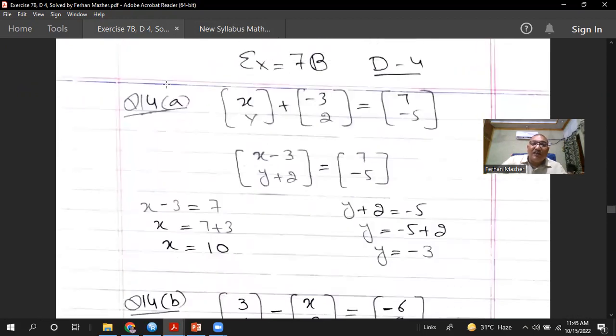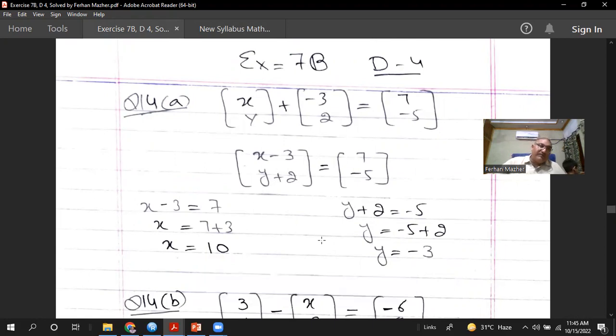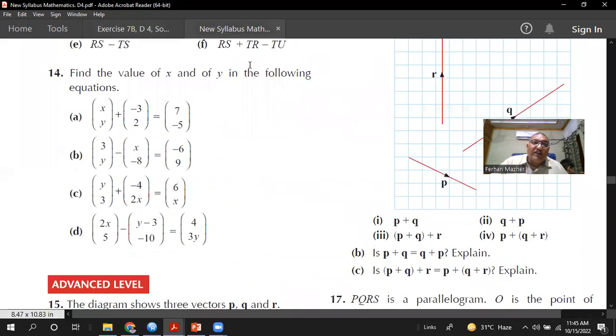Okay, so here this will become x minus 3 upstairs and equals to 7. Downstairs you will have y plus 2 and equals to minus 5. So I will compare the x on both the sides. So x minus 3 is equals to 7. So x will be equals to 7 plus 3 and x will be equals to 10. In the same way, I will compare the y's here. Y plus 2 is equals to minus 5. So y will be equals to minus 5 plus 2 and the y will be equals to minus 3. So this is how you do question number 14A part.